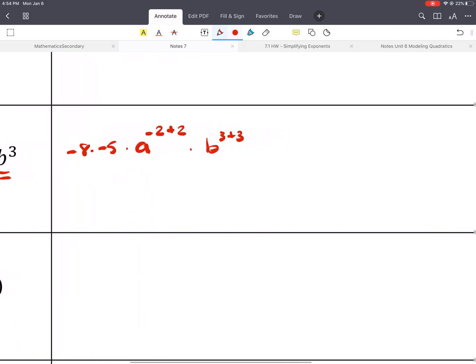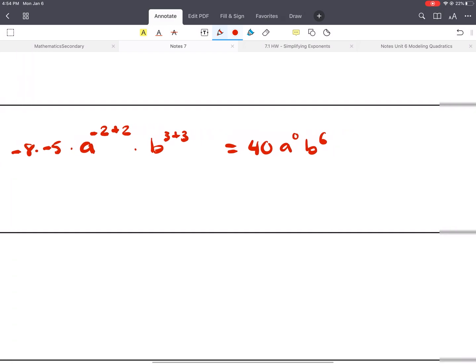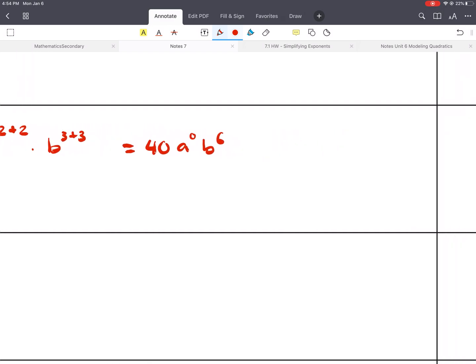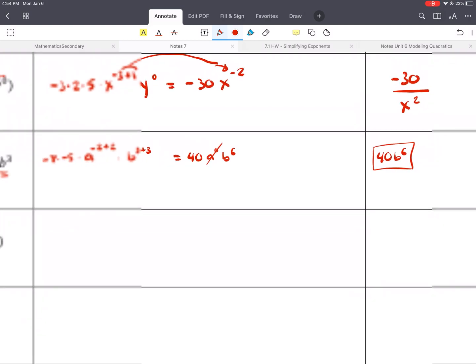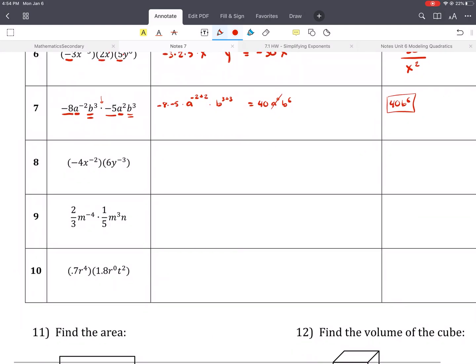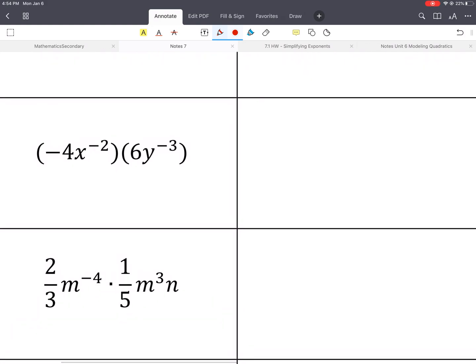Okay? So here we'd have negative 8 times a negative 5, well, that gives us a positive 40. We'd have a to the 0 and b to the 6. Okay, and we know that anything to the 0 is 1. So we'd have 40 b to the 6th, and that would be your answer there. Okay, so if you haven't already paused, I'd like you to try 8, 9, and 10 if you haven't yet.